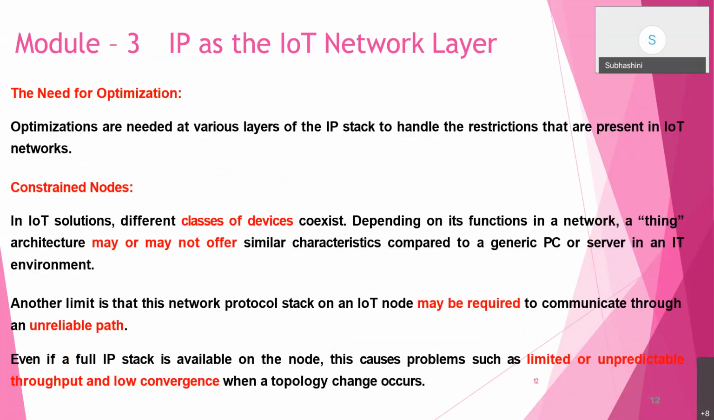The next important topic in the chapter is optimization. Why should you optimize IP for IoT? I should optimize IP for IoT because of constrained nodes. I need not explain these points, I think it's well understood. Optimization means the changes I have to make to IP in order to make the device work in IoT. I definitely have to do it because the devices are constrained.